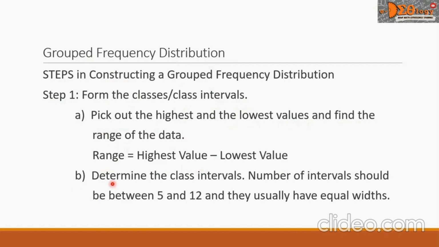Letter B, determine the class intervals. Normally, the class intervals will be given in the problem. But if you are a researcher, you will be the one to decide on the number of class intervals. It says here, number of intervals should be between 5 and 12, and they usually have equal widths.